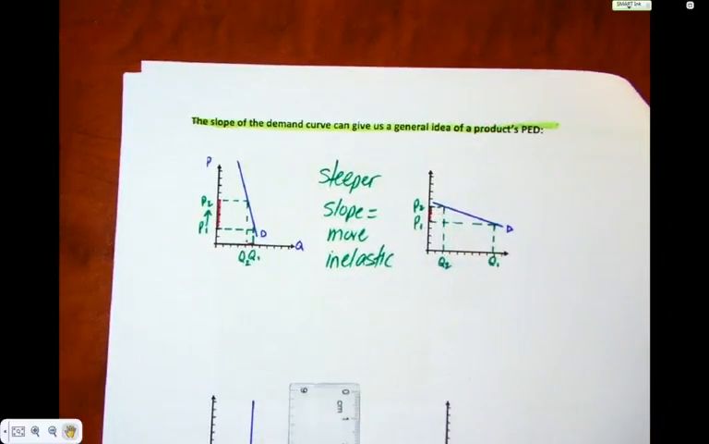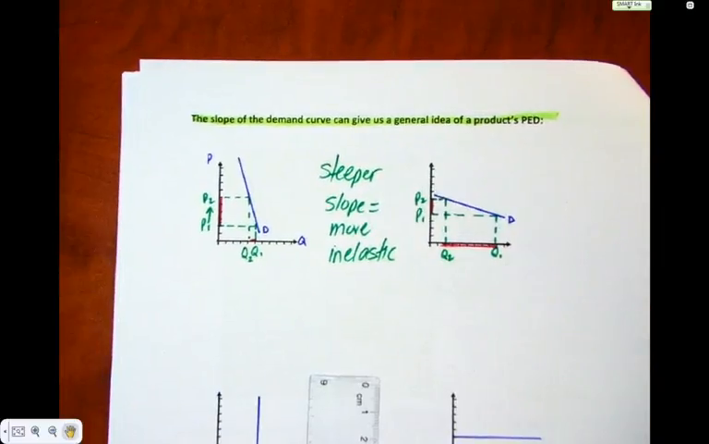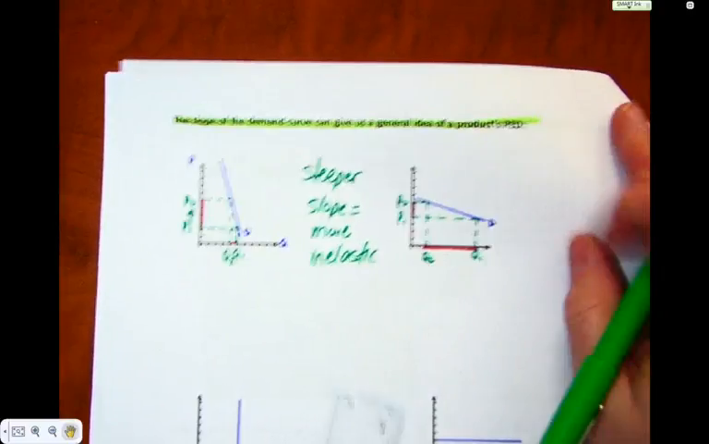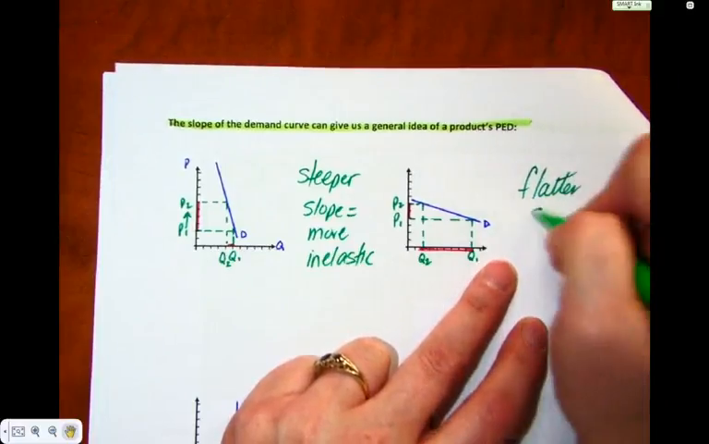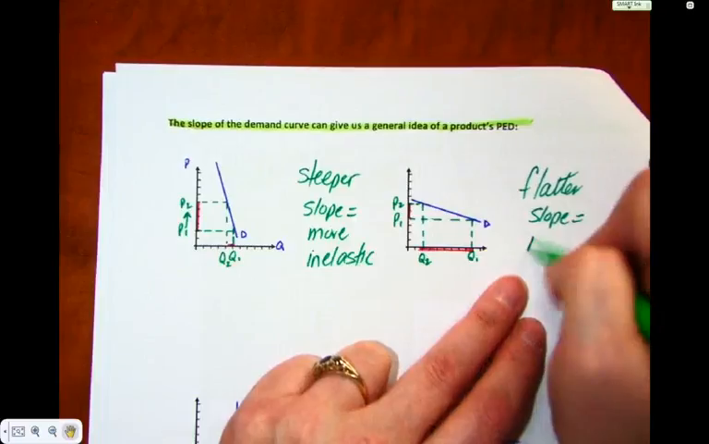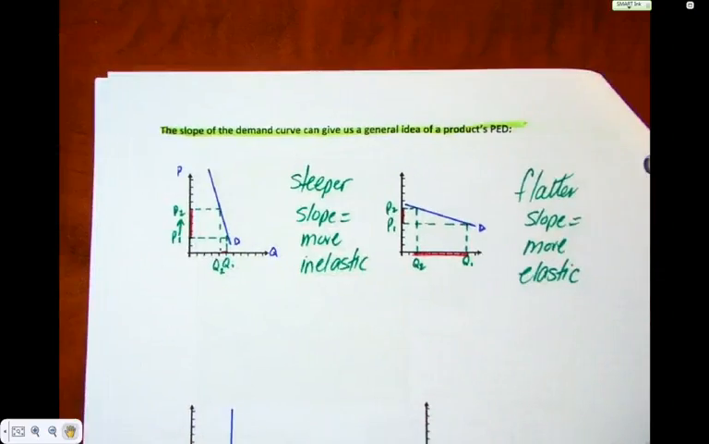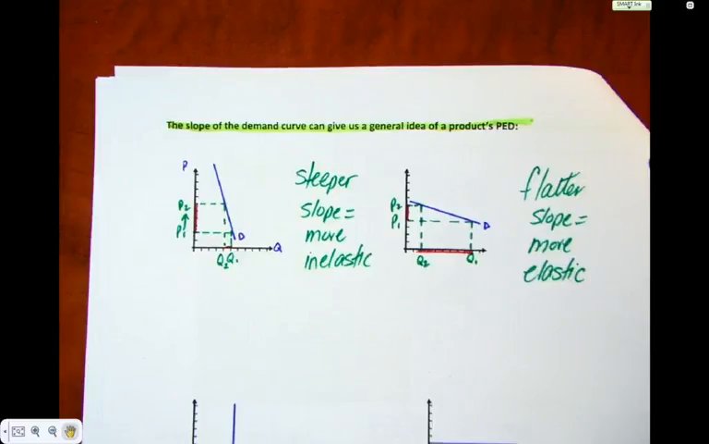So small change in price. Ooh, what's happening down here? Big change in quantity. What does that tell you about the elasticity? It's elastic. So we say the flatter the slope generally means more elastic. And that comes back to the idea at the top of the page, the slope of the demand curve can give us a general idea. It's not going to tell us exactly the number without calculating, but can tell you about the elasticity just by the slope of the line.